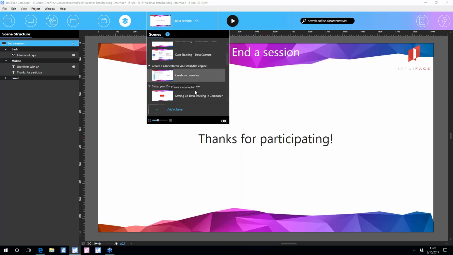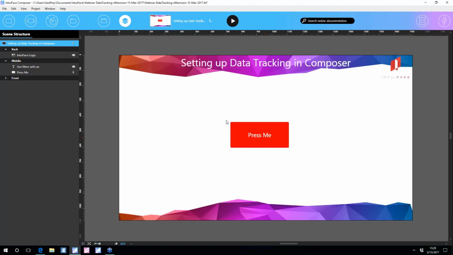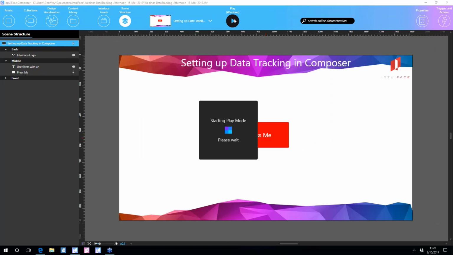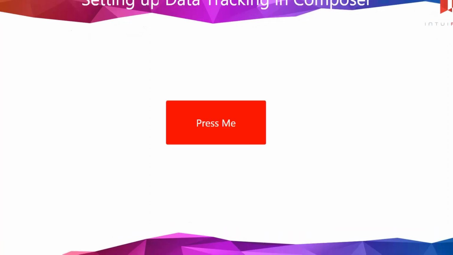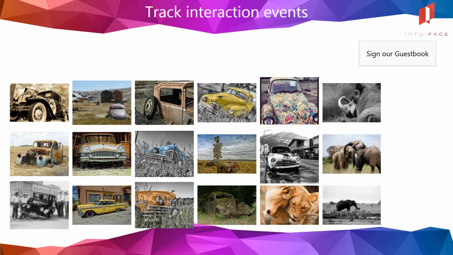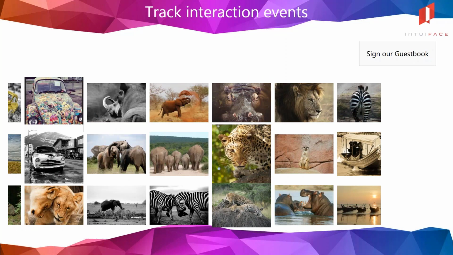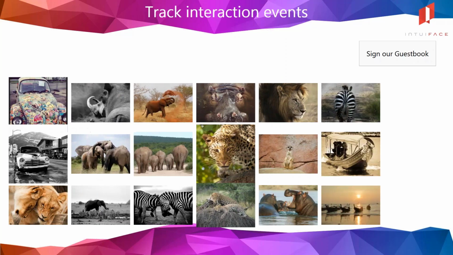We are ready to go into play mode, so let's do that. Play. Here's the Press Me button. Remember, the Press Me button does 2 things. It goes to the track interaction event scene, and it creates a data point, start new session. Press Me. Here's the asset grid. Remember, that's being filled from a spreadsheet. There's actually a lot of images here.